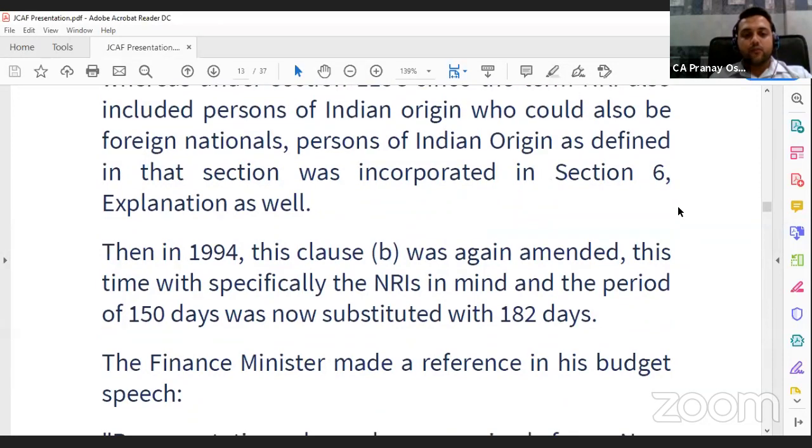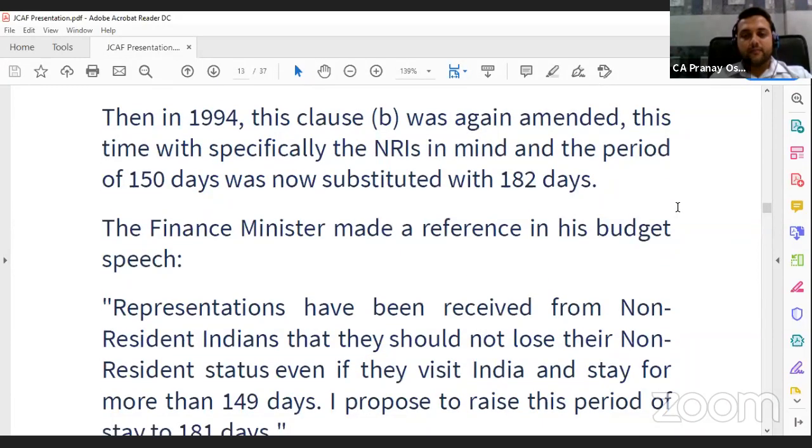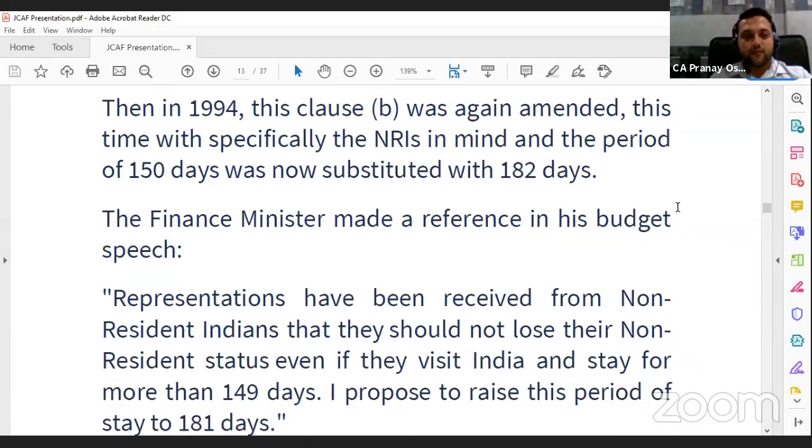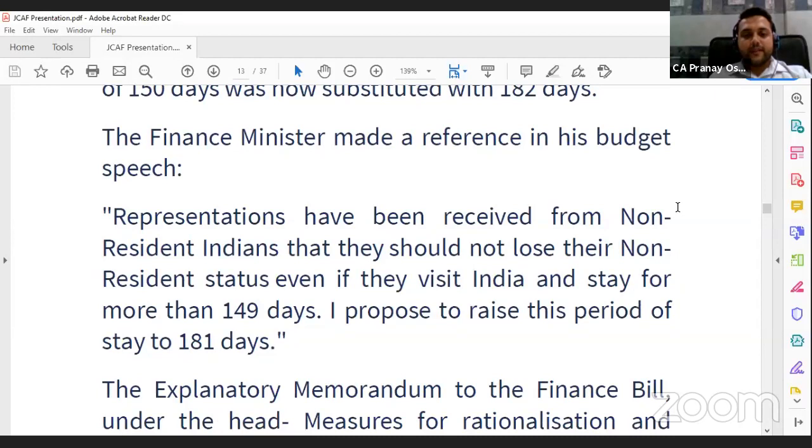Then in 1994, clause B was again amended, this time with the NRIs specifically in mind, and the period of 150 days as seen earlier was now substituted with 182 days. The reference which the finance minister made in his budget speech is as follows. Representations have been received from non-resident Indians that they should not lose their non-resident status even if they visit India and stay for more than 149 days. I propose to raise this period of stay to 181 days.